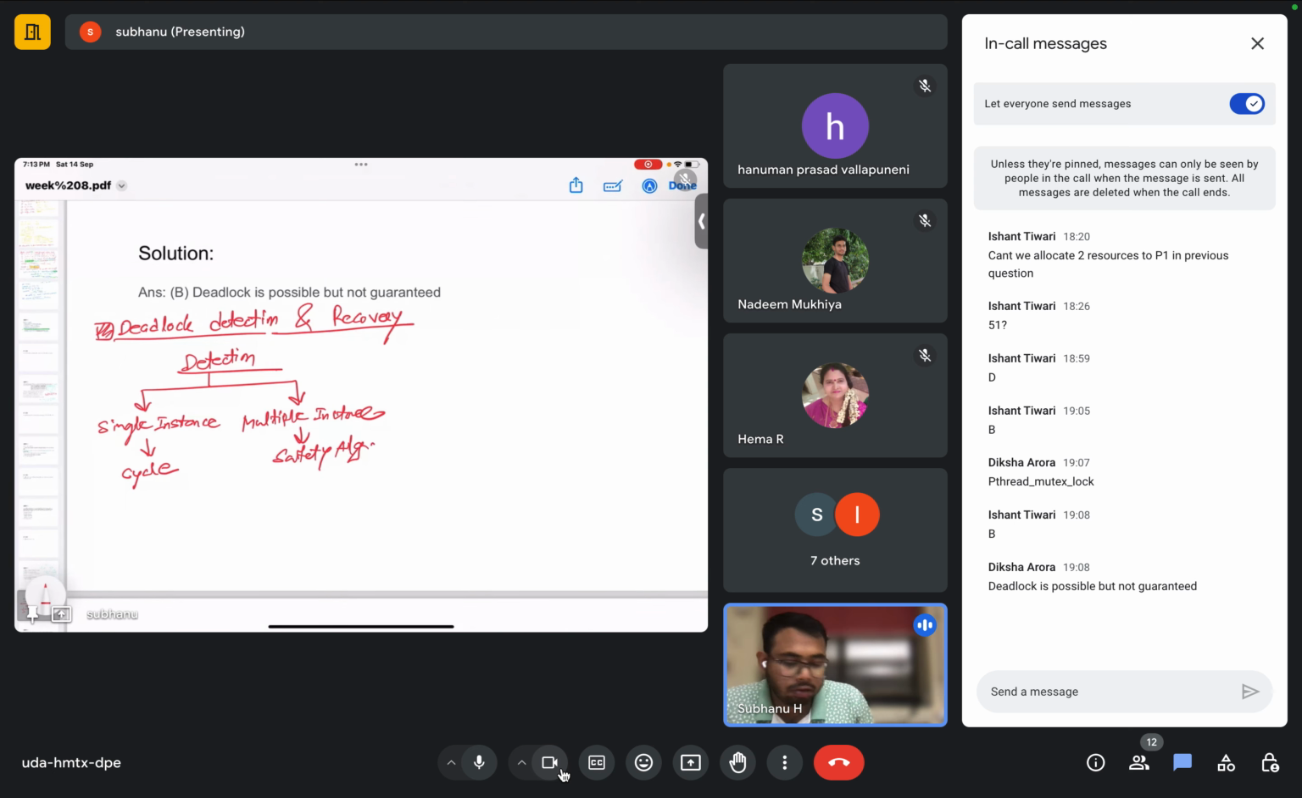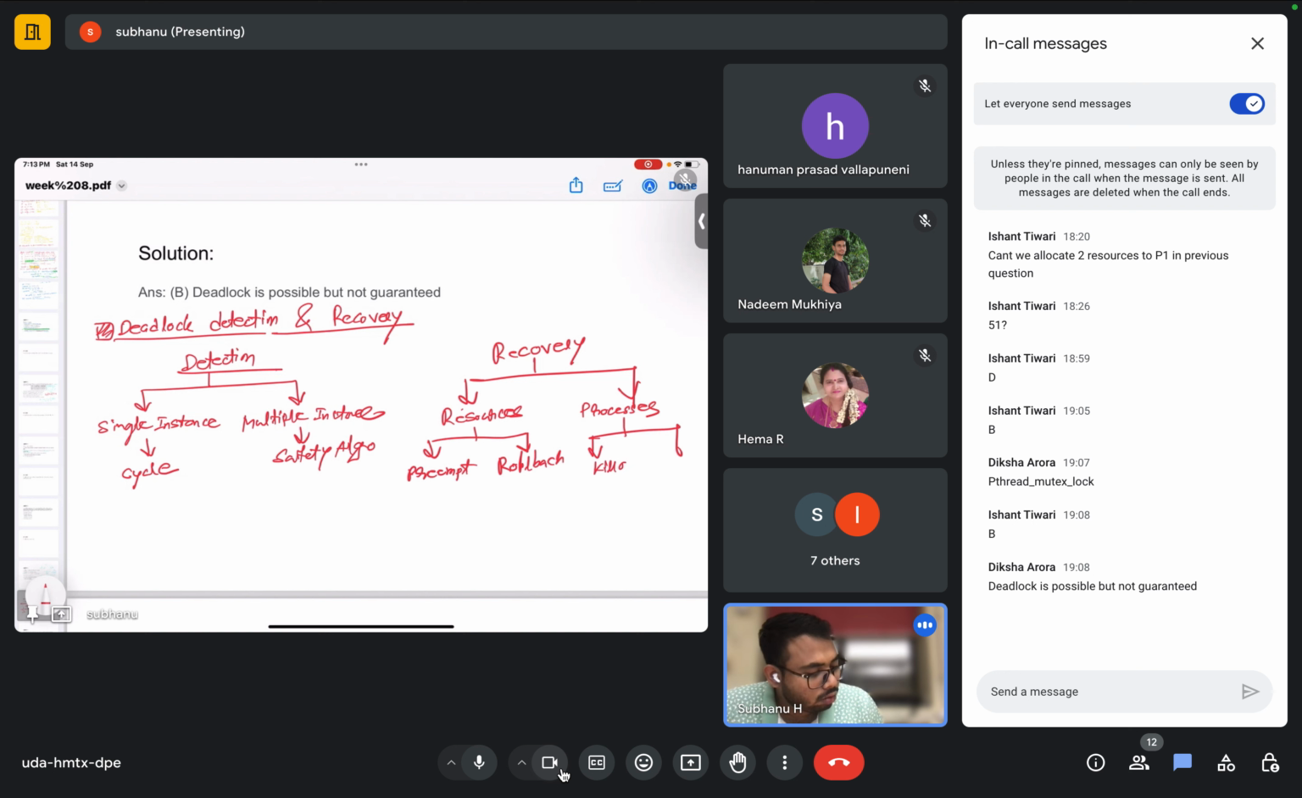And how to recover it? You are saying about the detection, but what is the recovery process? Resources, processes, preemption, rollback, and processes: kill one or kill all.